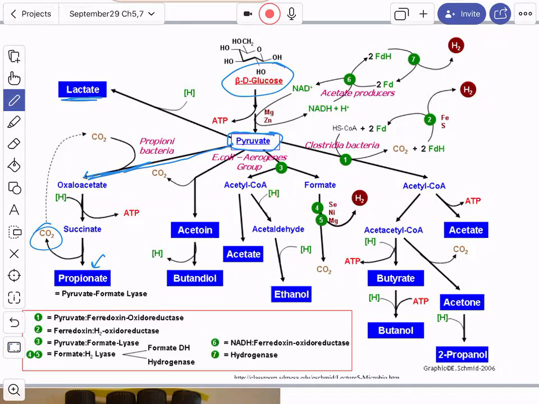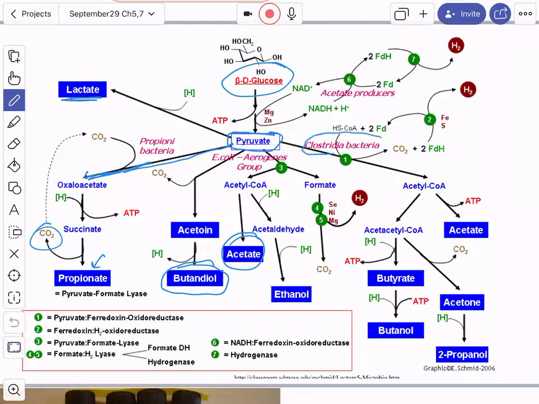In lab, you'll be testing to identify certain kinds of bacteria, whether they do this 2,3-butanediol pathway, or whether they do a mixed acid fermentation where acetic acid is one of the end products. So we'll talk a little bit about that in lab a little bit later.